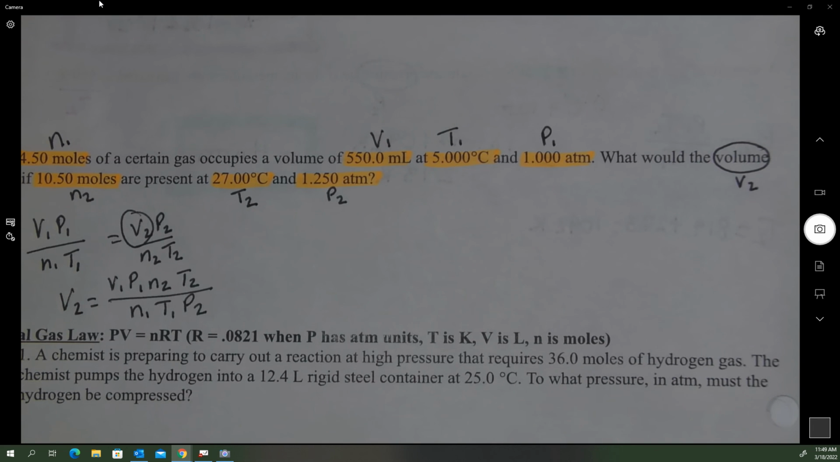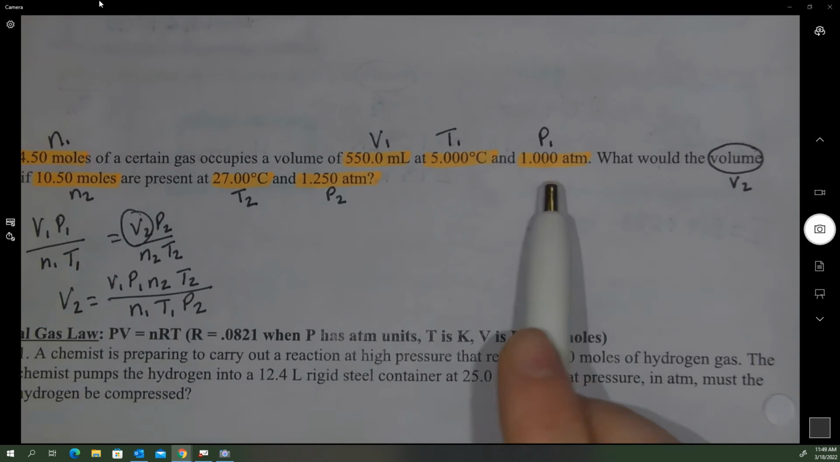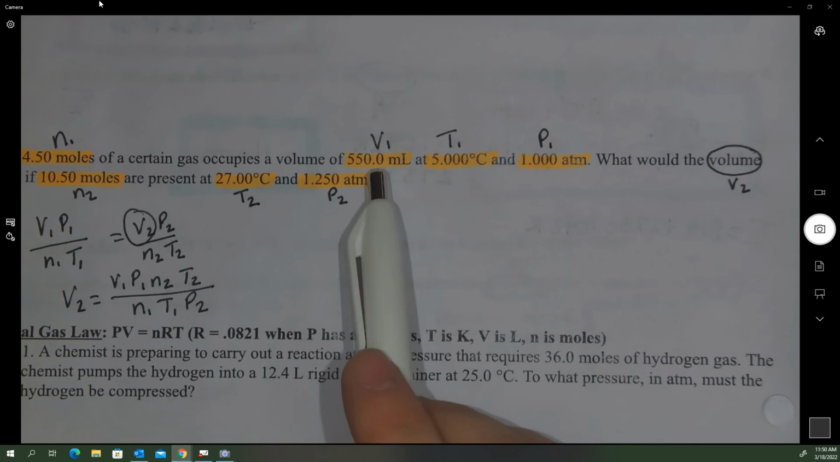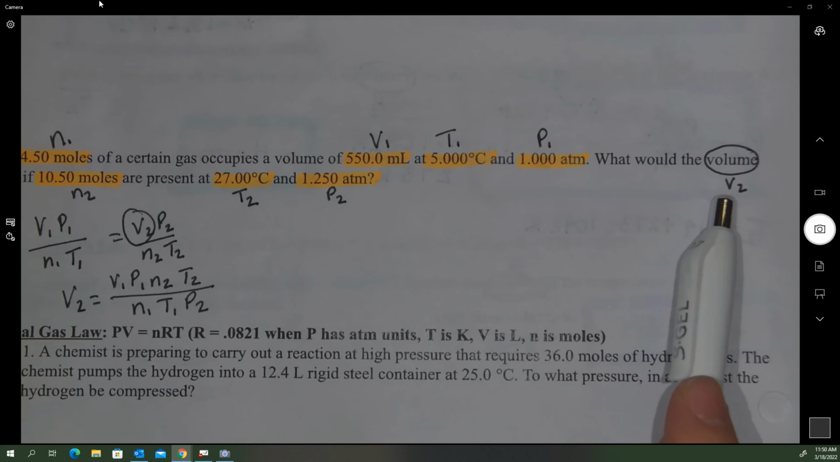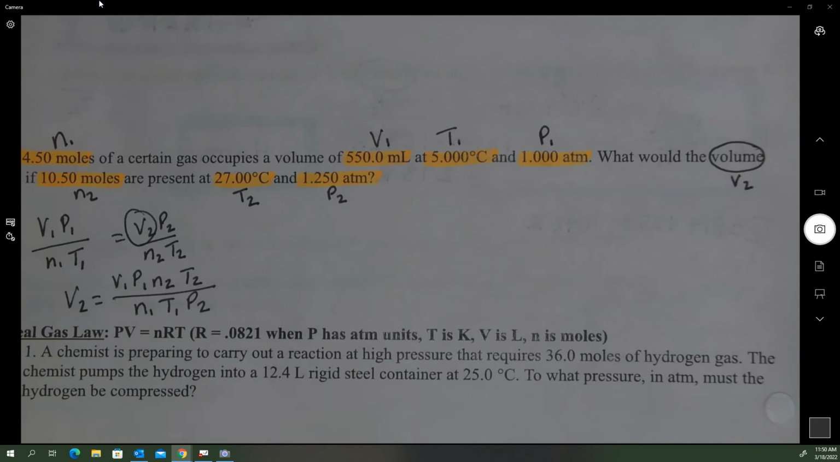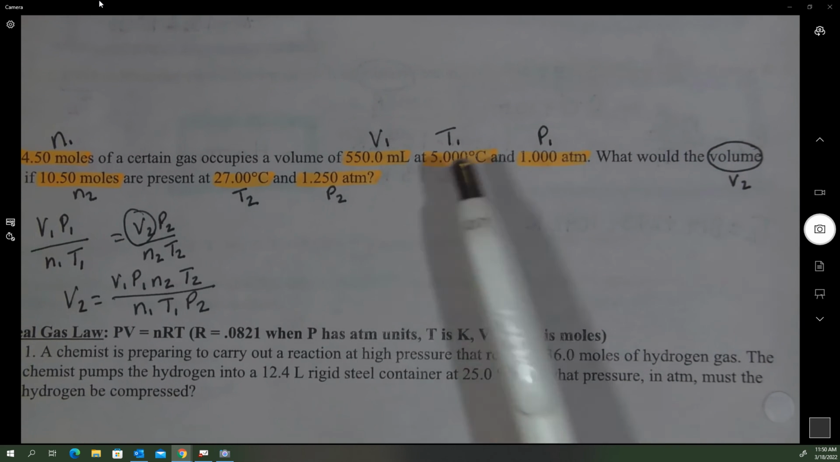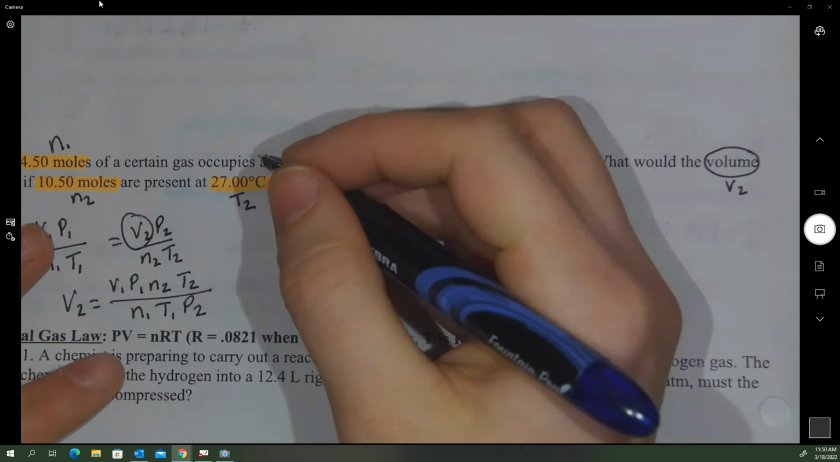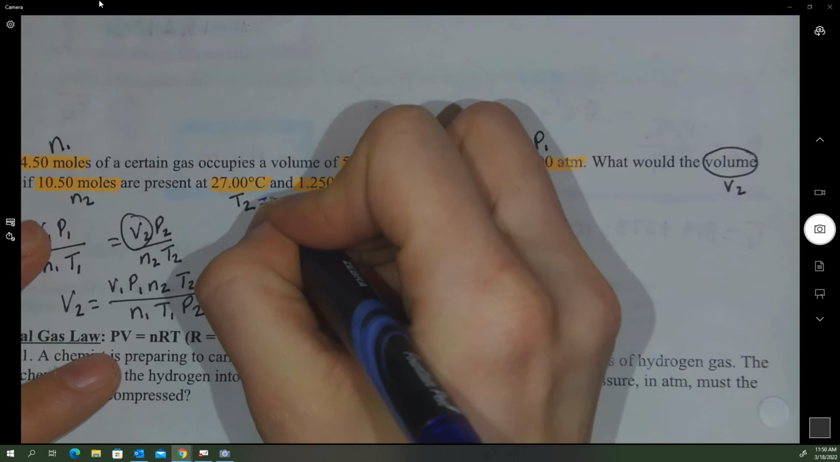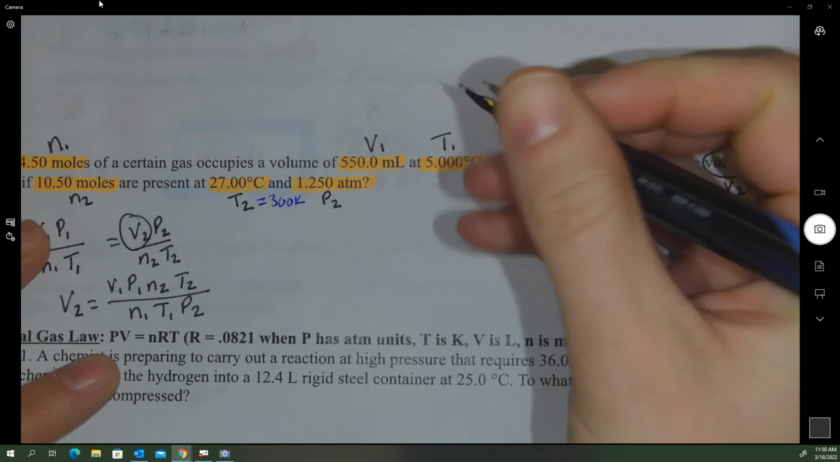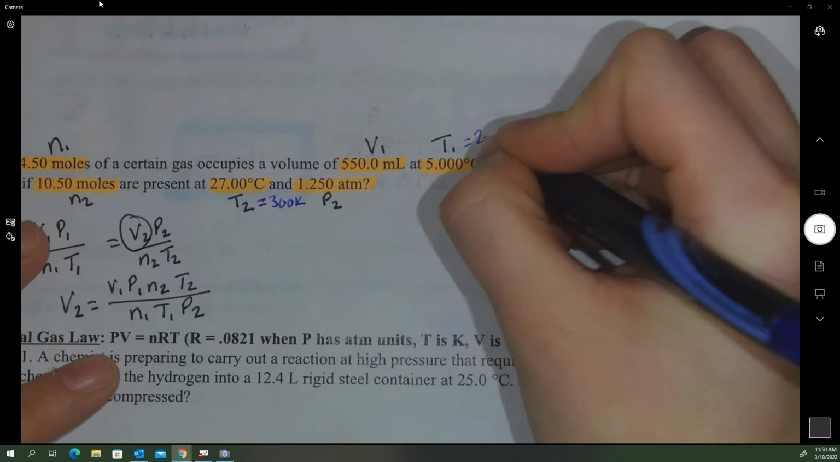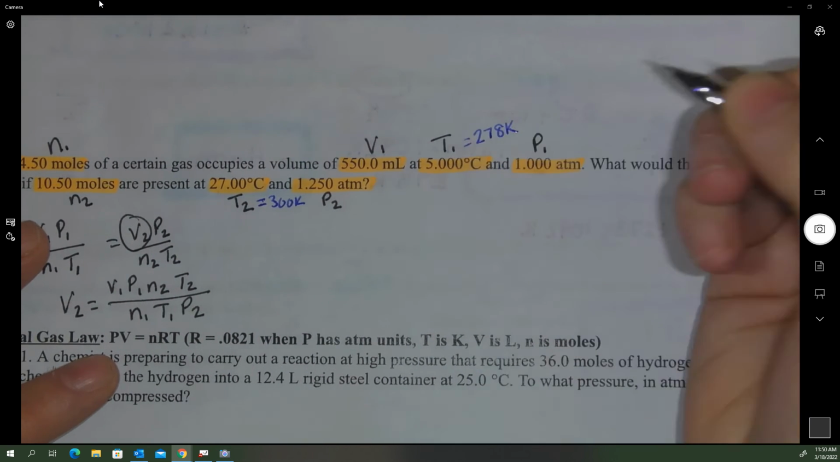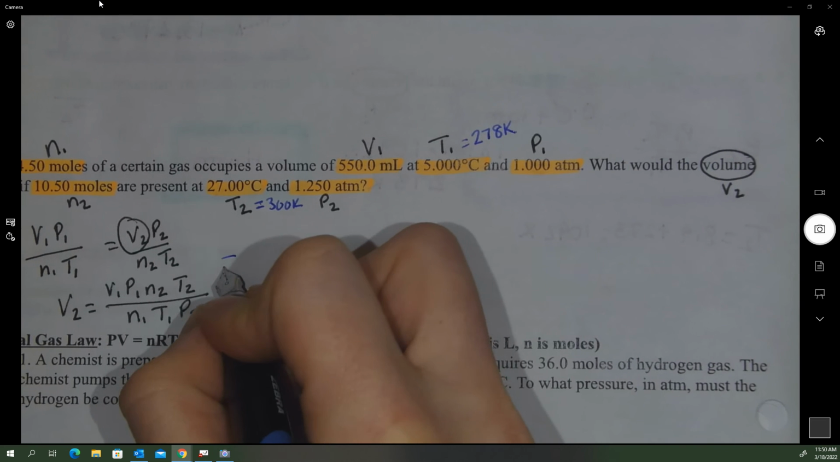We need to make sure everything's in similar units. So I've got ATM and ATM. I've got milliliters, and I'm solving for volume, so I'm going to be using milliliters there. Moles and moles. And lastly, I have my degrees Celsius that I need to convert to Kelvin. So 27 degrees Celsius is going to be 300 Kelvin, and 5 degrees Celsius is going to be 278 Kelvin. So the next step is honestly just plugging and chugging.